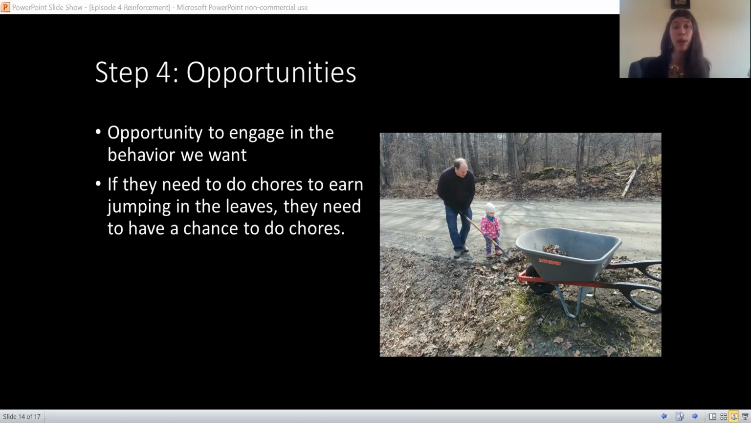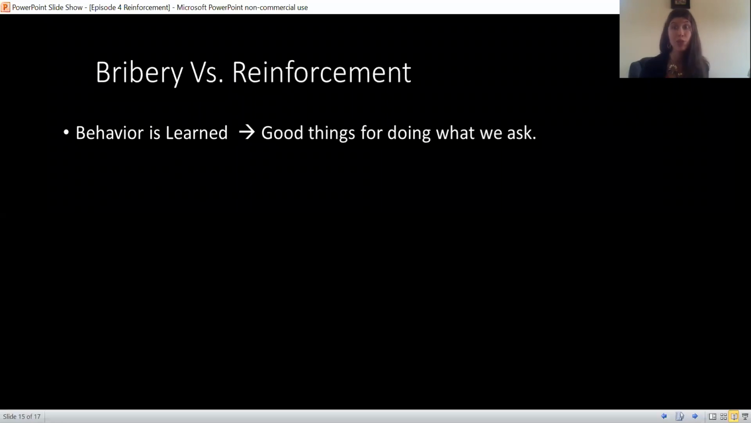I don't want to bribe my kid to follow my direction. They should just follow it, right? Well, that would be nice, but it doesn't always happen. So what this comes down to is remembering that behaviors are learned. If a kiddo is engaging in a behavior now, even if it's one that you don't want them to do, it means that it's getting them better results than following your actual direction.